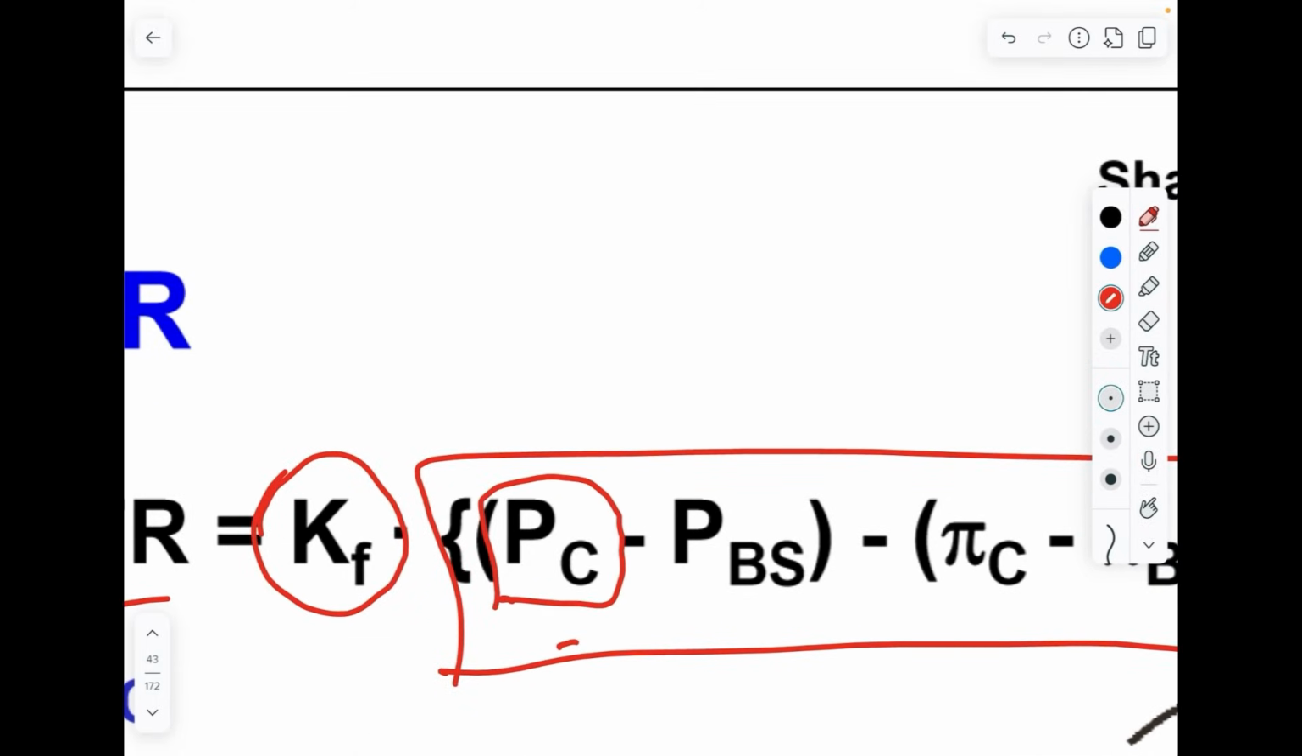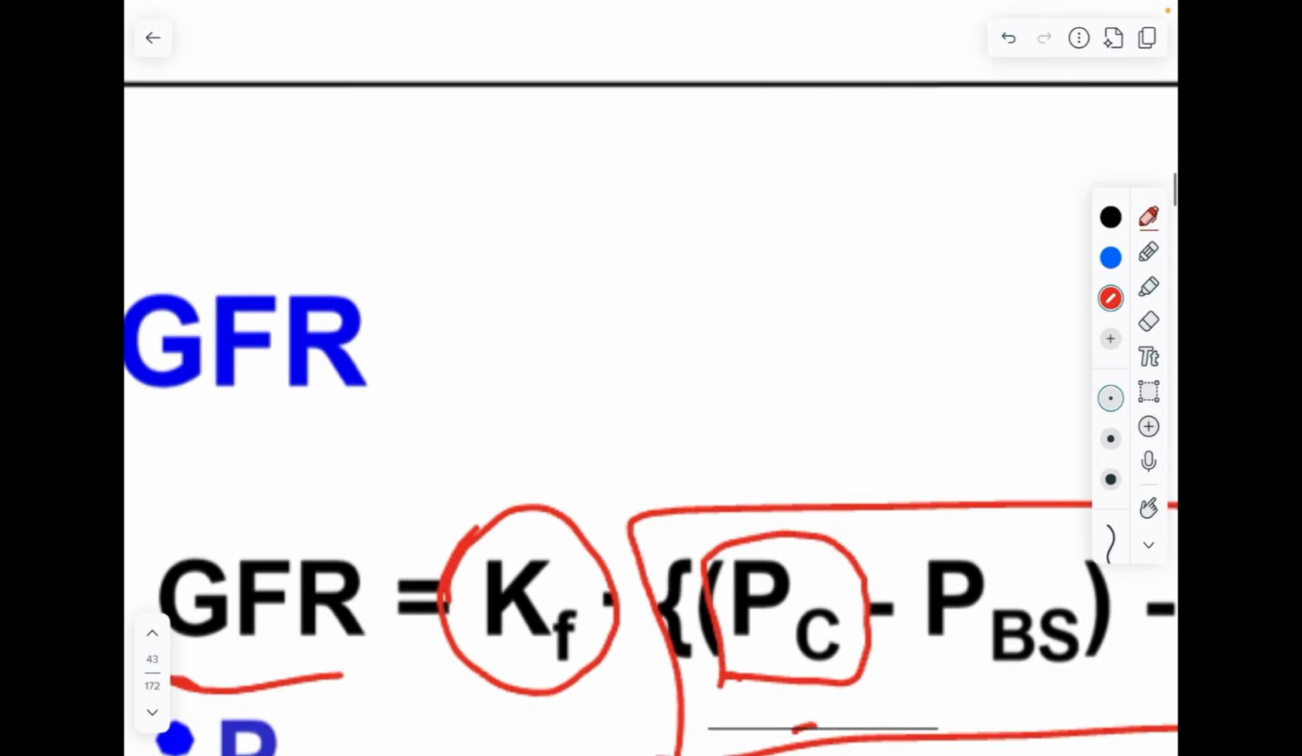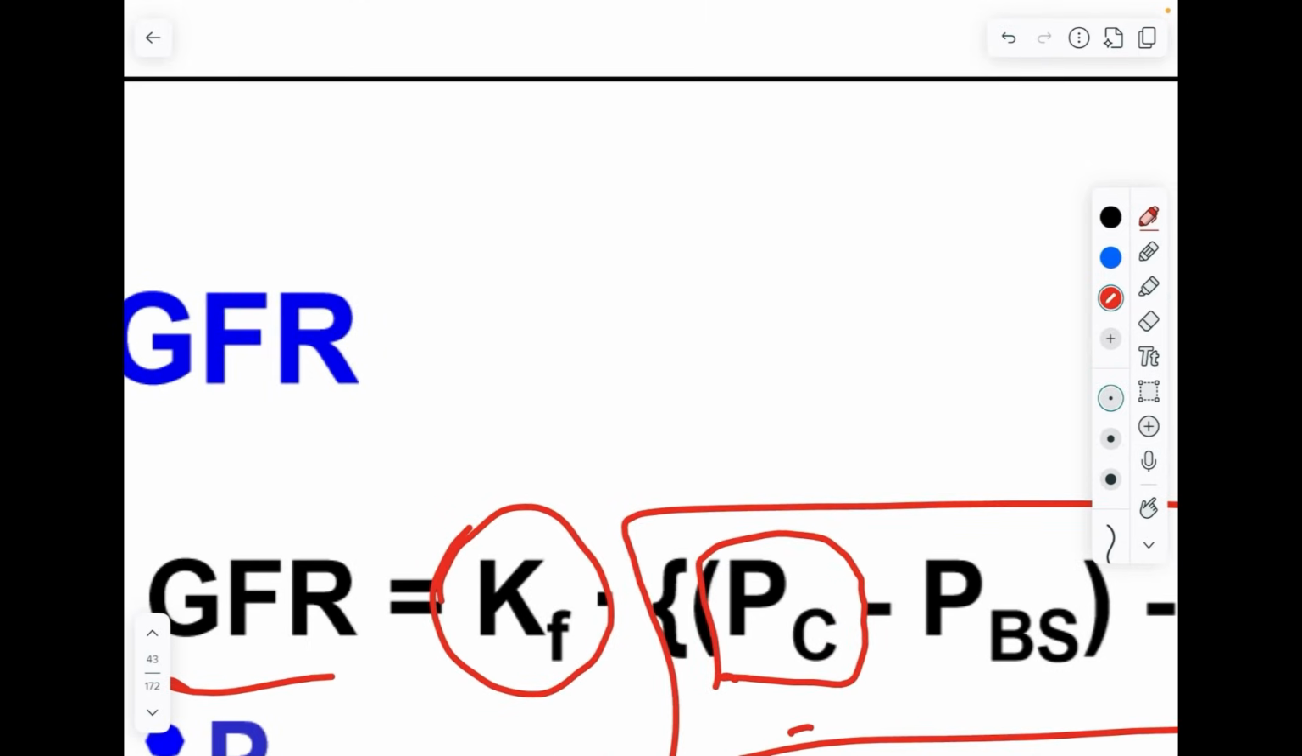The hydrostatic pressure of the capillary: of course, if it increases, the GFR increases. If it decreases, the GFR decreases. Very easy. When does it increase? This is very important to know. As we said in the afferent and efferent arteriole, it increases when we constrict the efferent arteriole. So constriction of the efferent arteriole will increase the GFR.